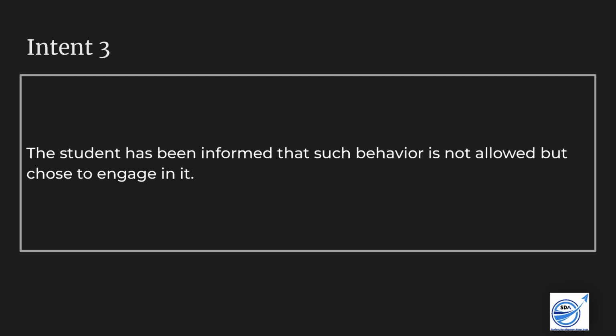With intent 3, the student has been informed that such behavior is not allowed, but chose to engage in it. This would be something where perhaps the student has engaged in the behavior multiple times in the past. They may have been required to attend a meeting or a workshop where the behavior is described as not allowed. It might have been part of their welcome packet or something that their RA or community assistant said when they moved into their residence hall, things of that nature.